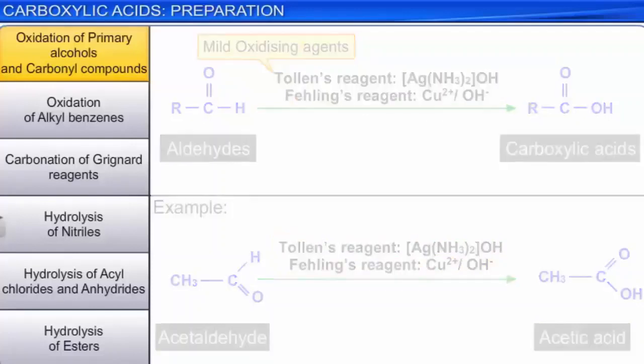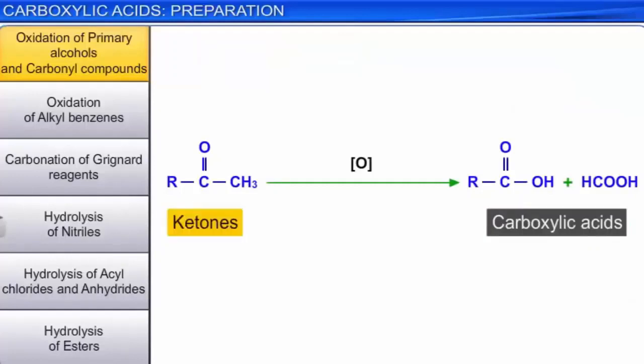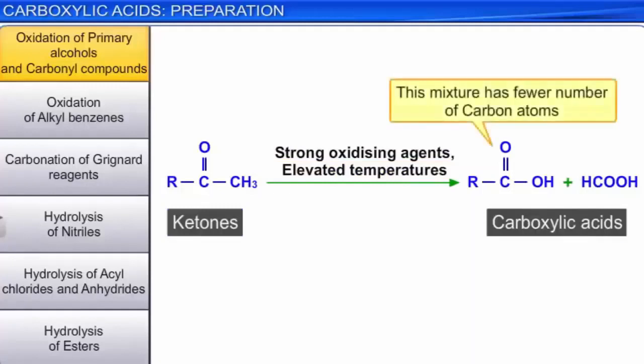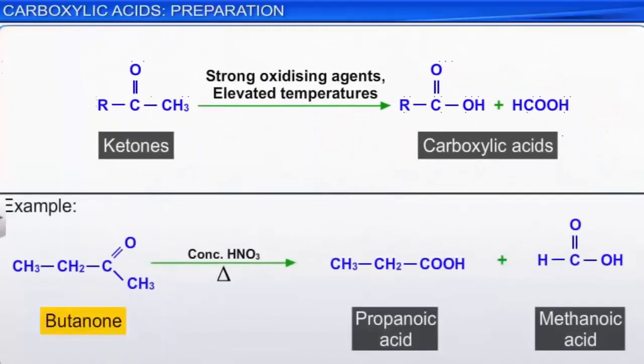Ketones also give carboxylic acids on oxidation. However, ketones are oxidized only under vigorous conditions, such as strong oxidizing agents and elevated temperatures. Under these conditions, ketones form a mixture of carboxylic acids with a fewer number of carbon atoms, as shown here. For example, butanone, on oxidation with hot concentrated nitric acid, gives a mixture of propanoic acid and methanoic acid.